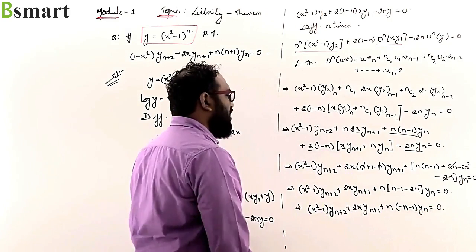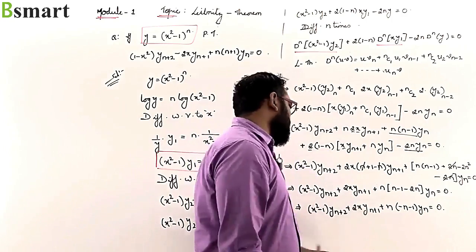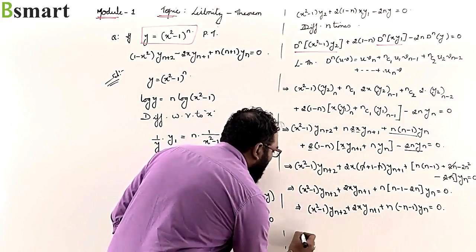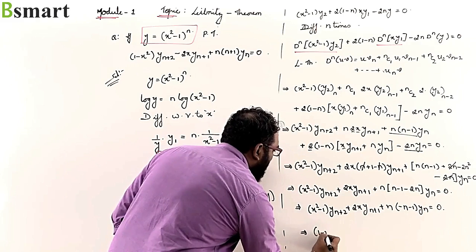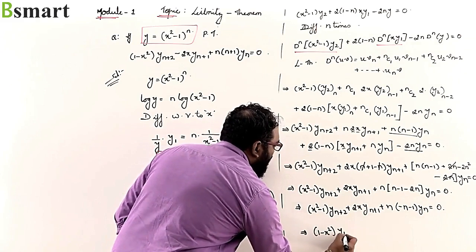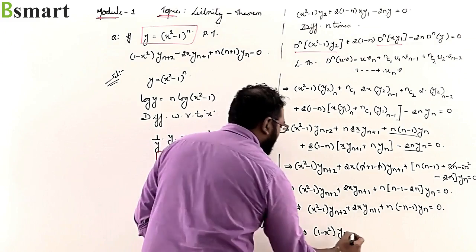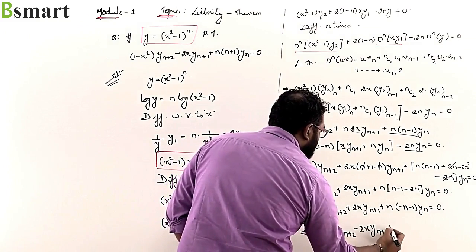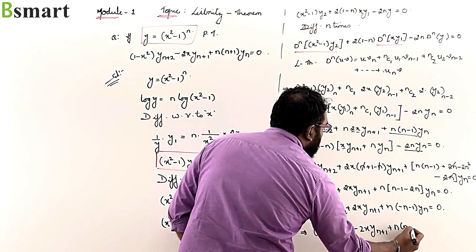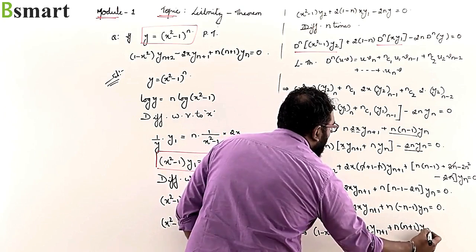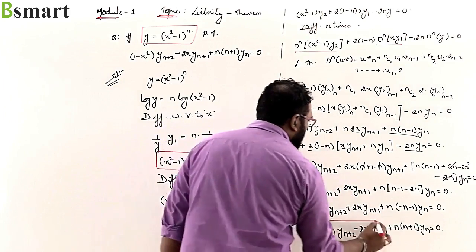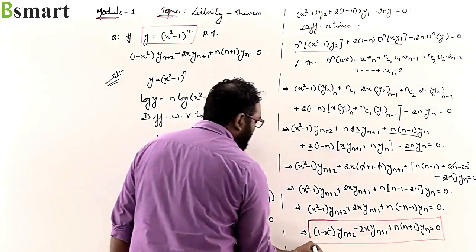Now I will take out minus common, or throughout I will multiply with minus. So as we are multiplying with minus, that will be (1 minus x square) into y(n+2) minus 2x into y(n+1) plus n into (n plus 1) into yn is equal to 0. So which is our required proof by using the Leibniz theorem.